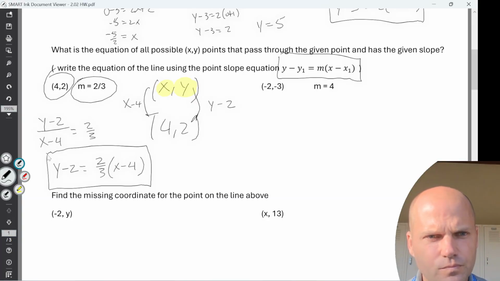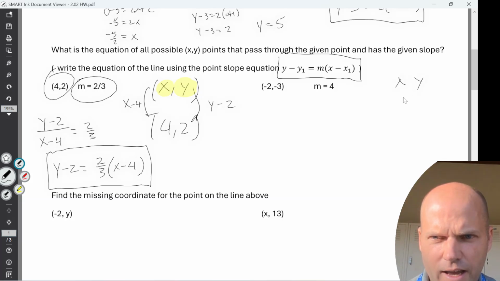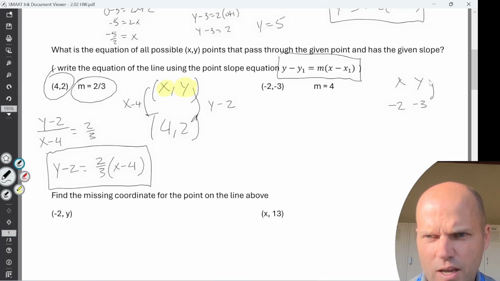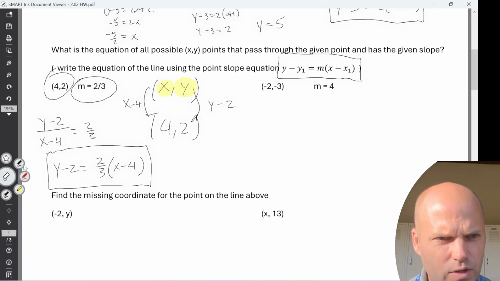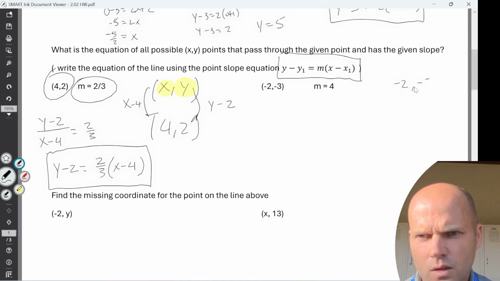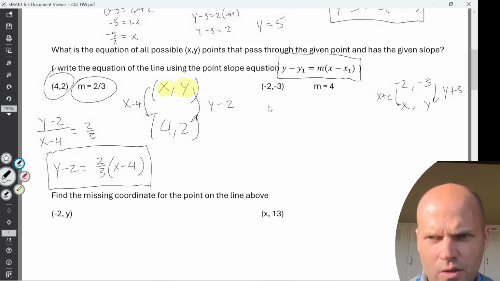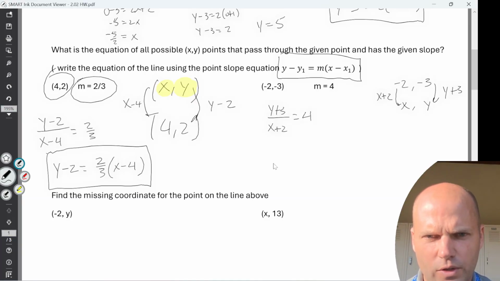This would be the equation of all possible x, y's connecting with the point (4, 2) that would have a slope of 2/3. Same here, we've got x, y connecting with (-2, -3), and when we connect, we should have a slope of 4. I usually like to write it so that the (-2, -3) is on top of x, y. What is the y change? Well, I would say it's y plus 3. What is the x change? I would say it's x plus 2. So either understanding the slope formula, that y plus 3 over x plus 2 has to equal 4, or going straight to your equation, y plus 3 equals 4 times x plus 2.